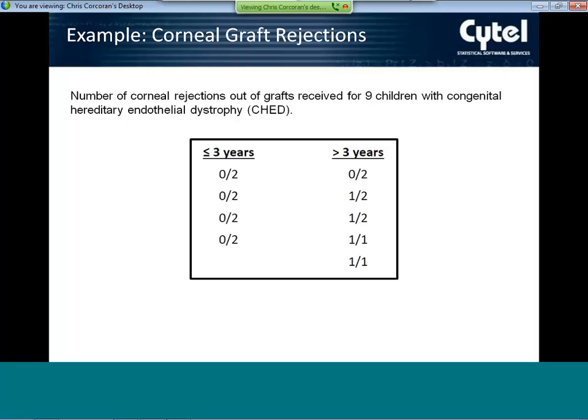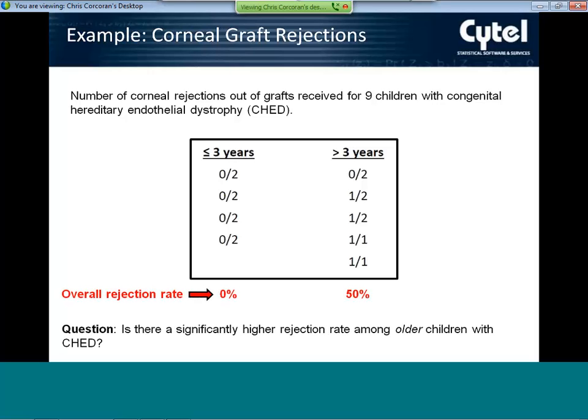So let's go back to this example here. The question is, is there a significantly higher rejection rate among older children with CHED, and can we compute an exact p-value, and also can we do that accounting for the correlation? Well, using these tools that I've just sketched out, now we are able to compute a p-value of this association. I'm going to toggle back and forth to StatXact for some of these examples.